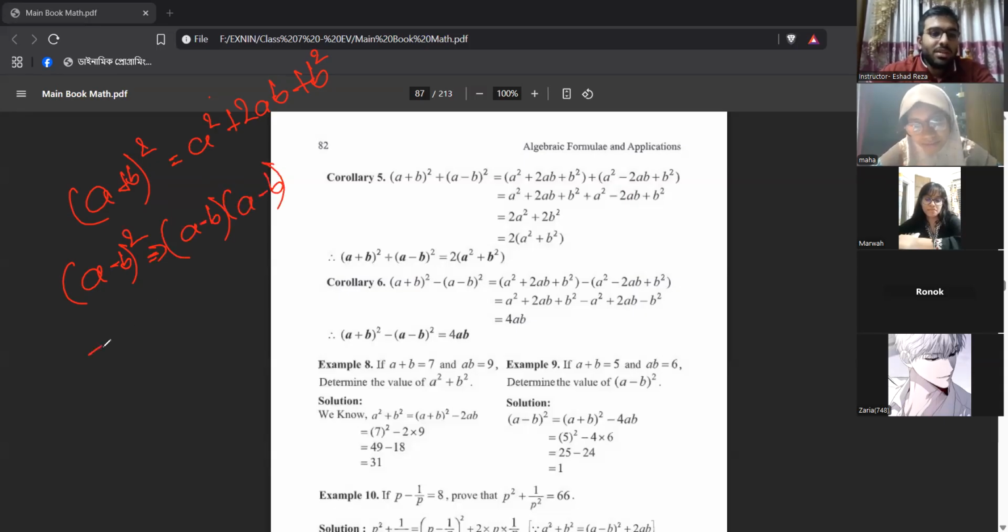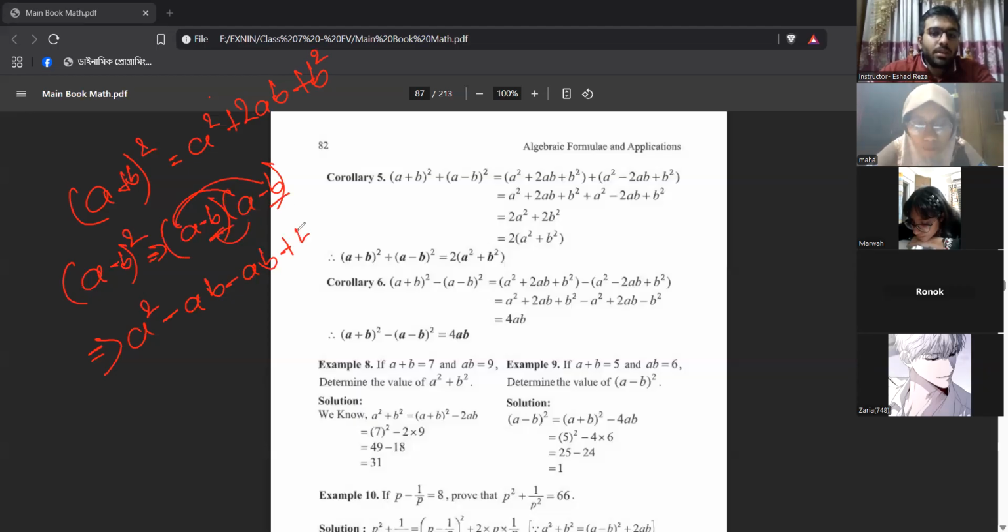Notice what's happening. What is a minus b whole square? It's a minus b times a minus b. Just multiply them manually. A times a, a square. A times minus b, minus ab. Minus b times a, minus ba or minus ab. Minus b times minus b, plus b square. I know the formula is a square minus 2ab plus b square, but I was just talking about the logic that you said, that if we just change all the signs. Oh, not all the signs, I mean just the minus in front of the 2ab.